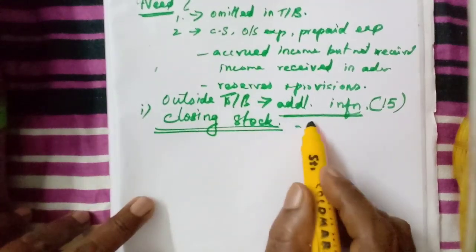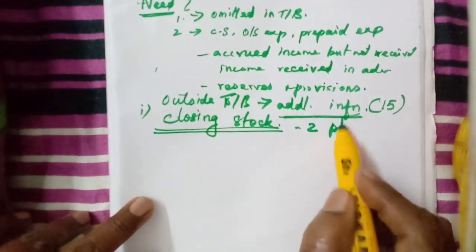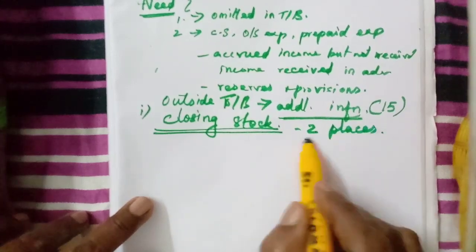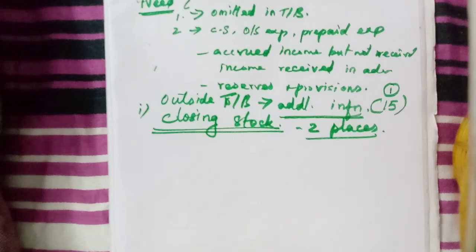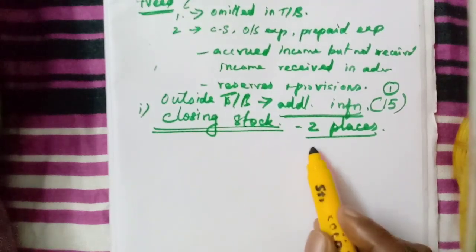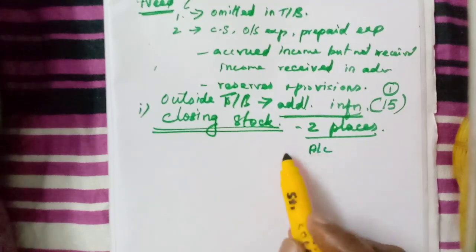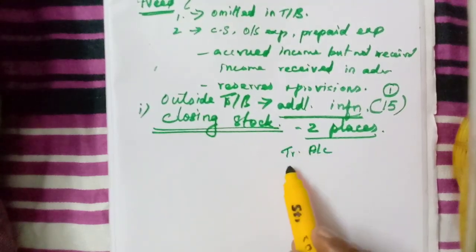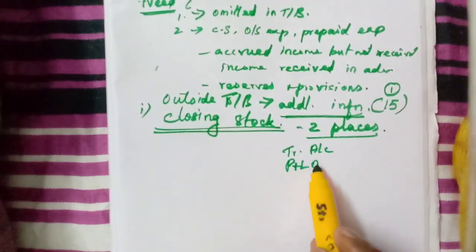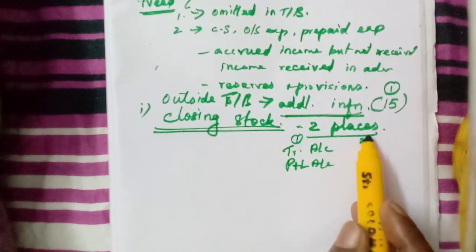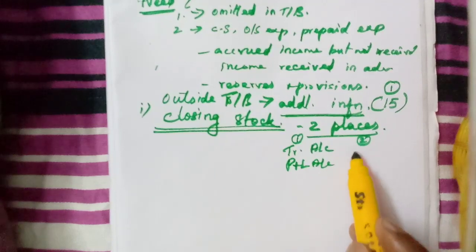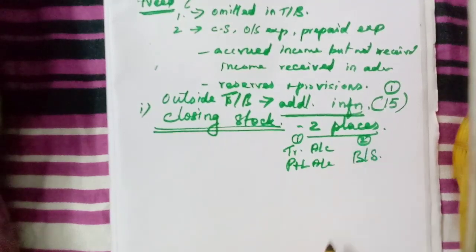You should remember all the adjustments will appear in 2 places except one. 2 places means one place will be the account. Which account? Either trading account or profit and loss account. Then what is the second place? It will appear in the balance sheet.